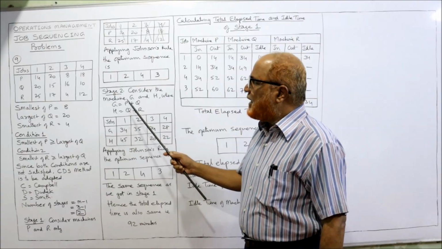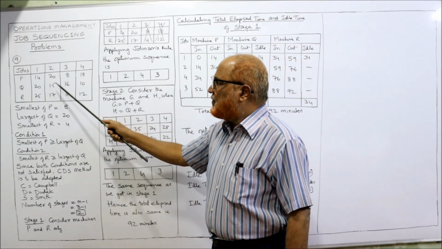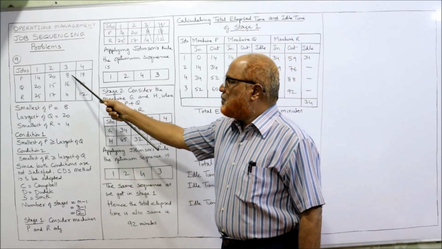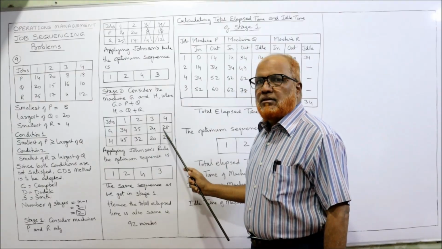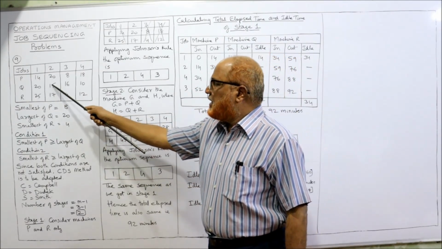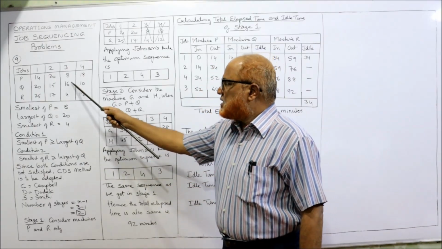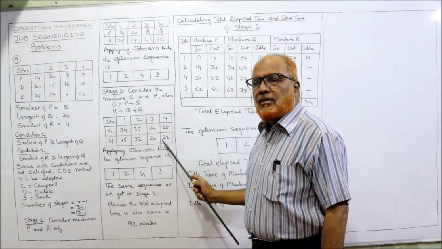So first G machine, P and Q. 14 plus 20, 34. 20 plus 15, 35. 8 plus 16, 24. 18 plus 10, 28. Last two machines: 20 plus 25, 45. 15 plus 17, 32. 16 plus 4, 20. 10 plus 12, 22. That's all.